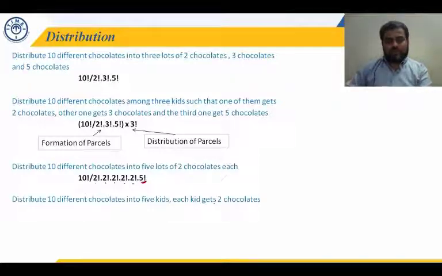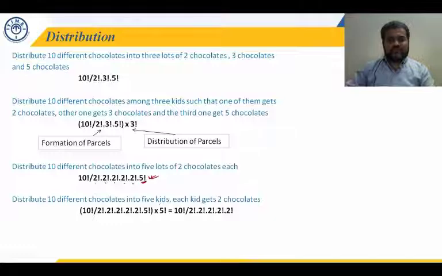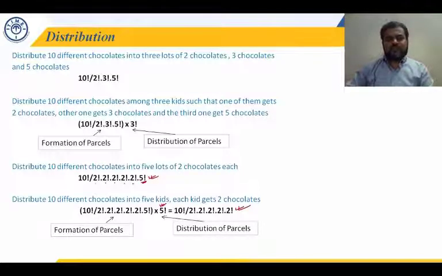Now this is formation of parcels followed by distribution of parcels. So we already formed the parcels here. For distribution, since there are 5 kids, you multiply by 5 factorial. So these 5 parcels, each parcel having 2 chocolates, can be distributed among 5 kids in 5 factorial ways. So here you multiply 5 factorial, and you'll be left with this quantity only. So this part is formation of parcels, and this 5 factorial which you multiplied was distribution which followed the formation of parcels.